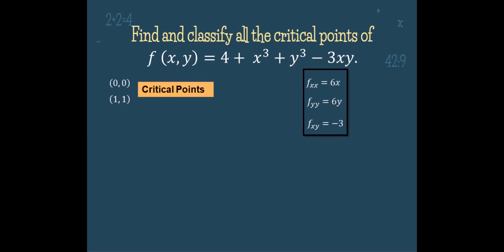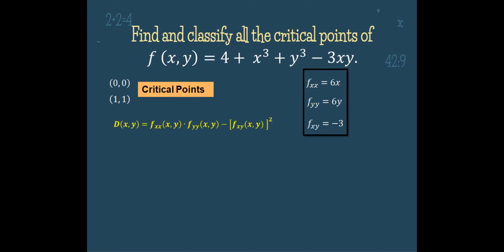We get two critical points: (0, 0) and (1, 1). And of course, we also have to recall our three second order partial derivatives, which are 6x, 6y, and negative 3, respectively. So what are we going to do then? All we need to do now is to classify them. To do this, we will need D.